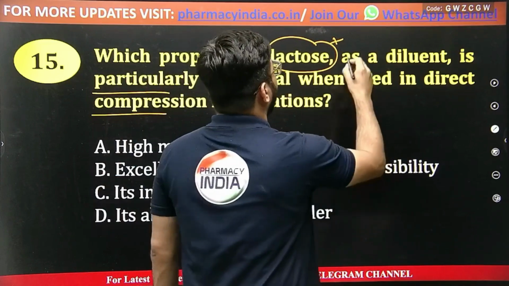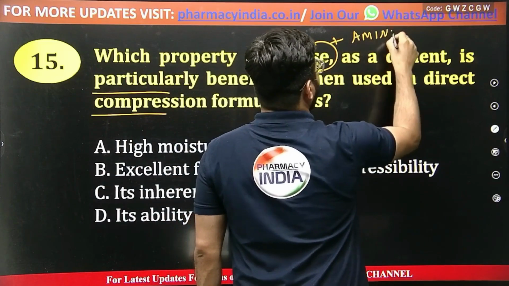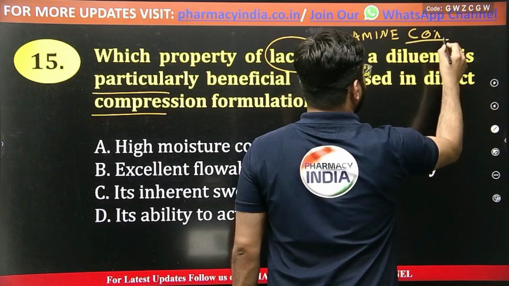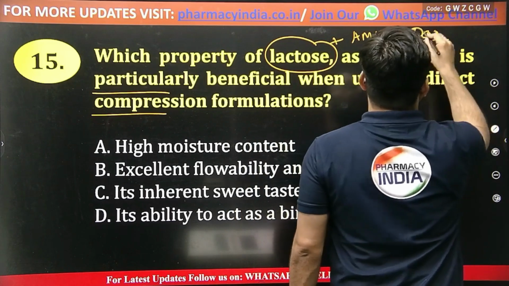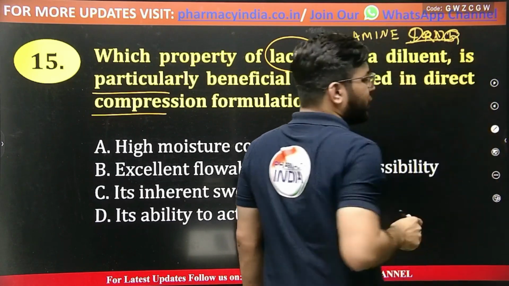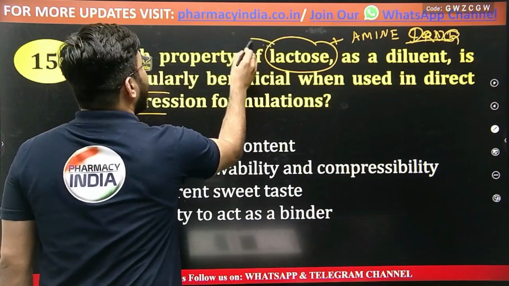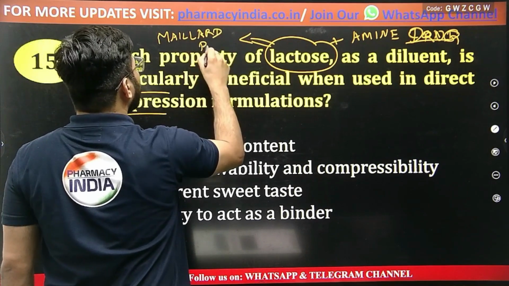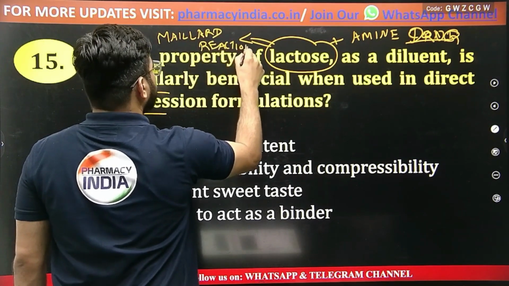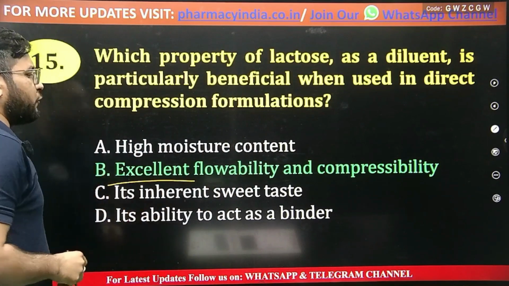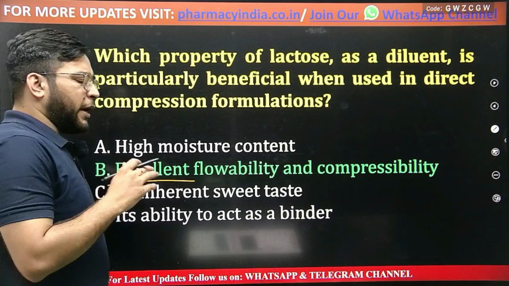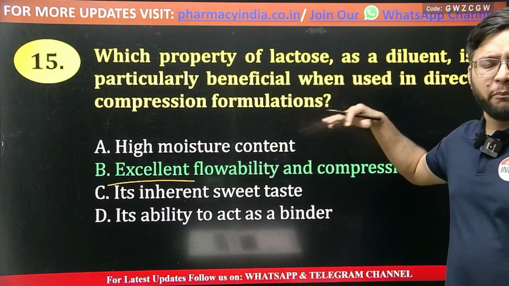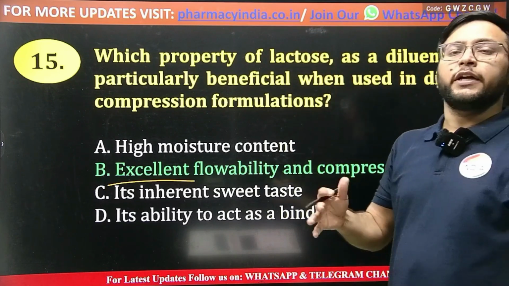It shows Maillard reaction with amine containing drugs. Amine drug means a drug having an amine group. So it shows Maillard reaction. It is very important. Maillard reaction. Now, the correct answer is excellent flowability and compressibility. Mainly, lactose's excellent flowability and compressibility make lactose more famous for direct compression tablets.